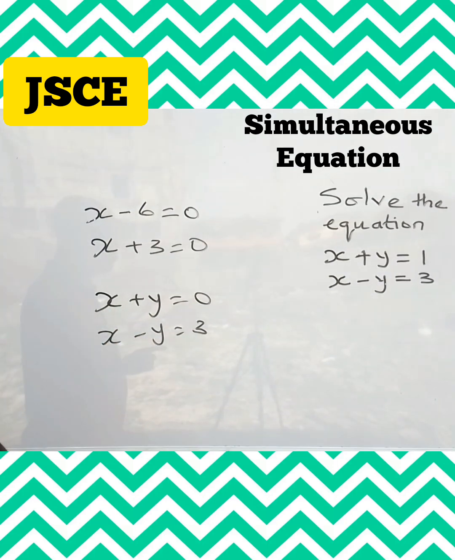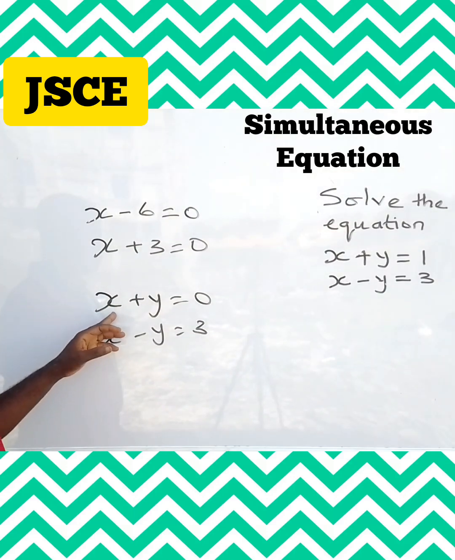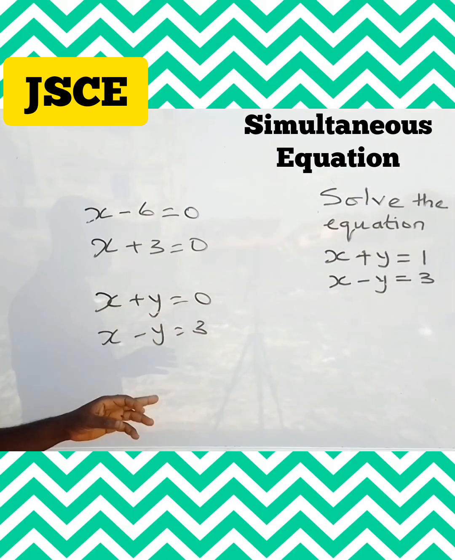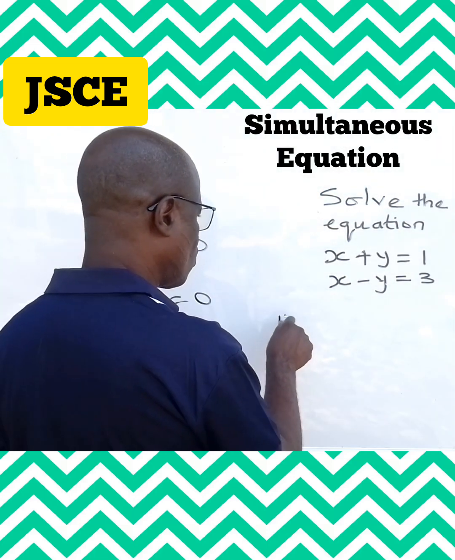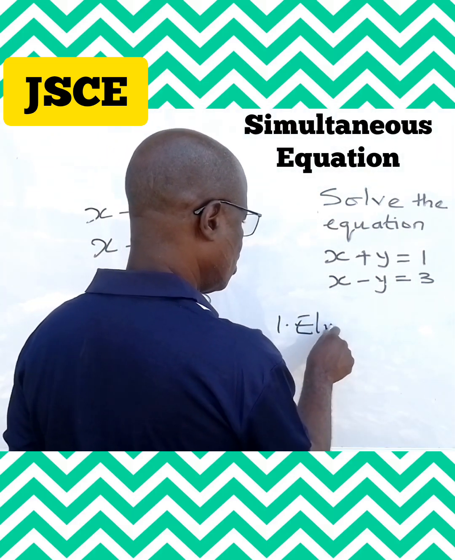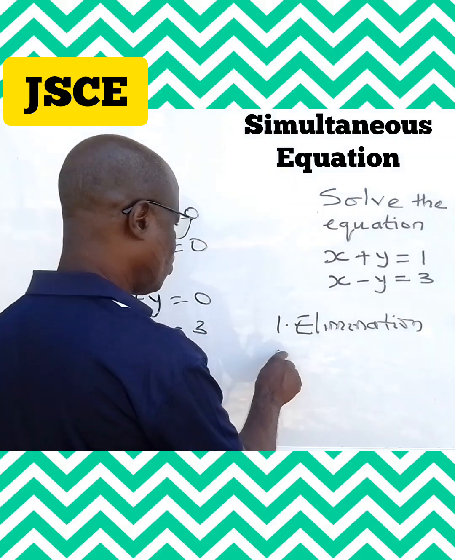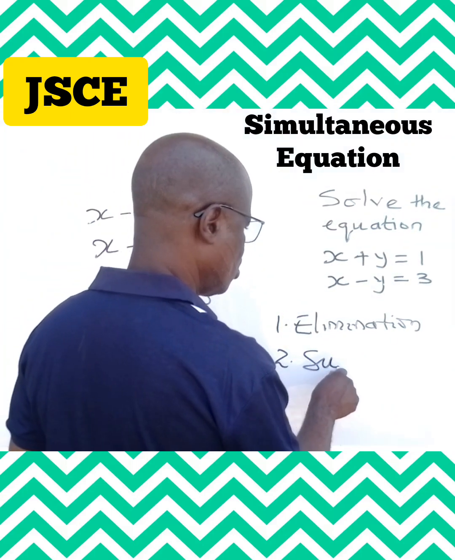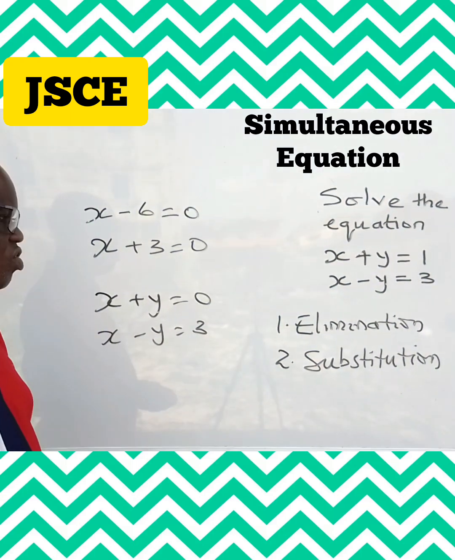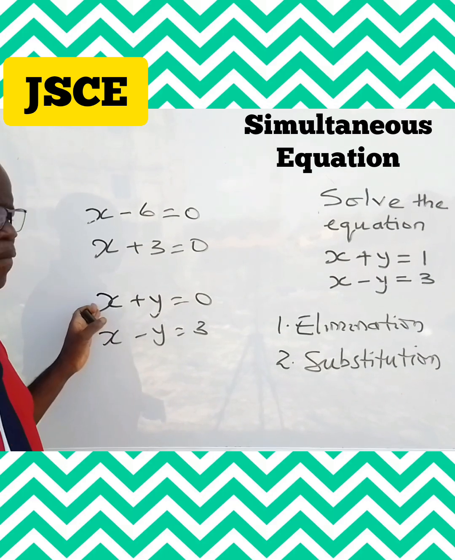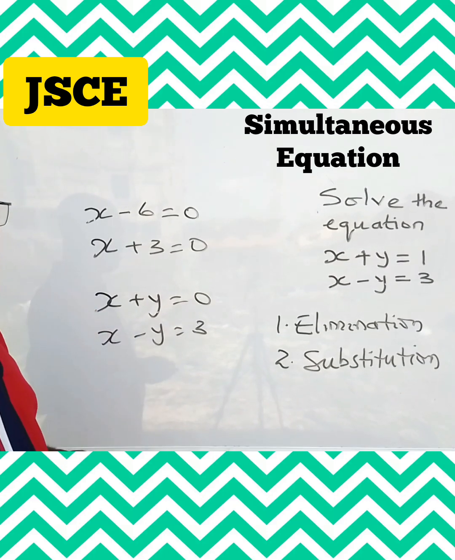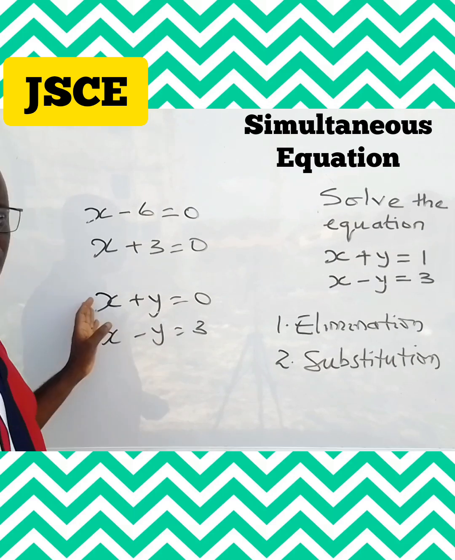Now, there are two methods by which you can get values in simultaneous equations. The first one is what we call the elimination method. And the second one is what we call substitution. So the two of them are used to find solutions in simultaneous equations.